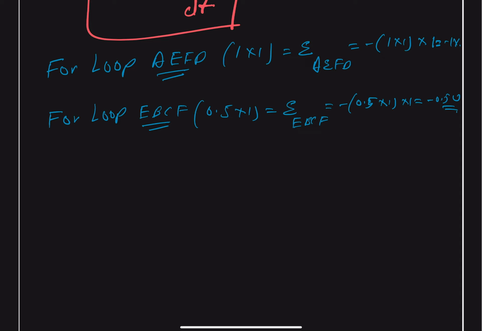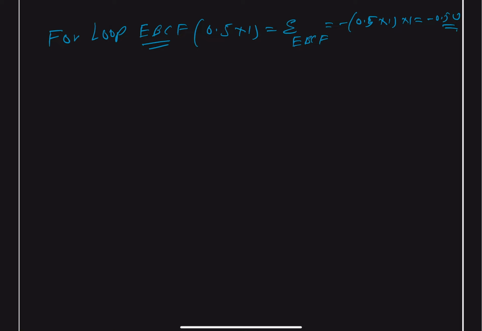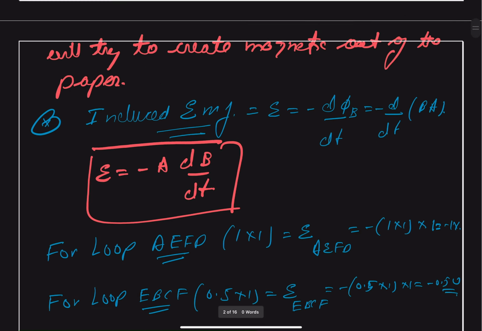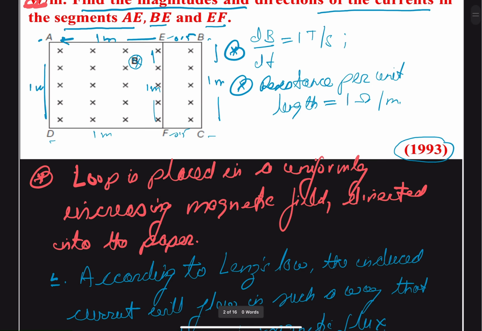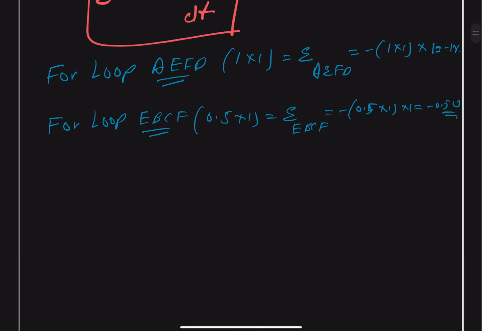So based on this, we can draw the respective modified circuit, which shows the position of the induced EMF. Okay, let us calculate the respective resistances also. So here we are given that the resistance is 1 ohm per meter. Okay. So let us find out the resistances of the respective arms.